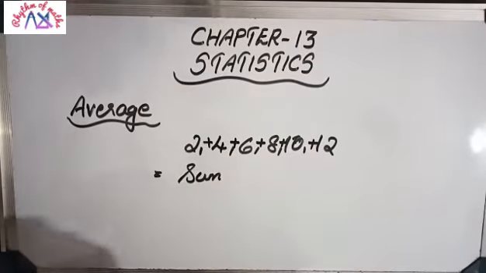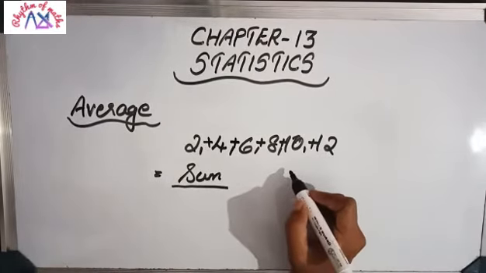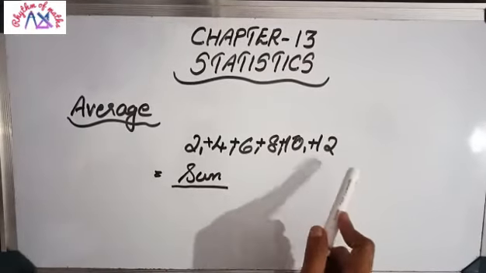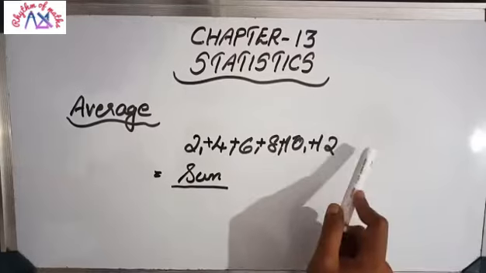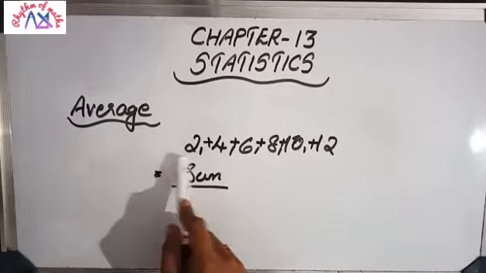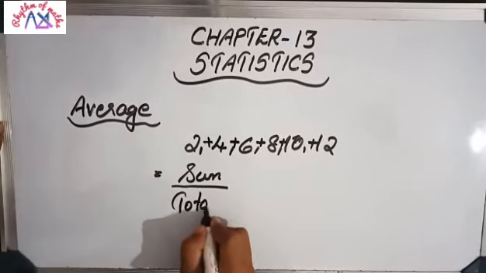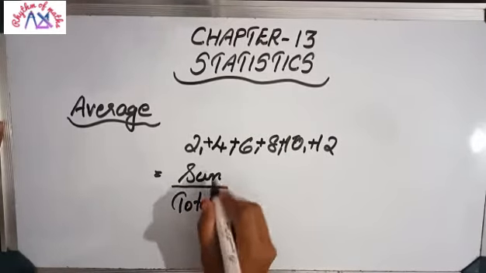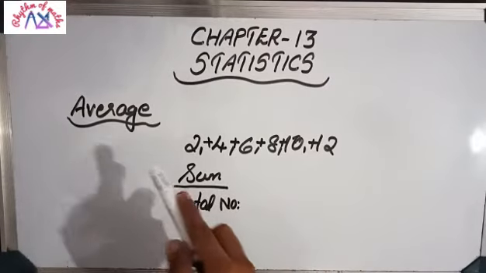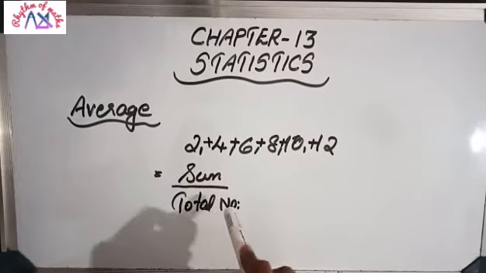After finding the sum, the next step is to divide by the total number of observations. That means how many numbers are given in the set. Here how many numbers are there? 1, 2, 3, 4, 5, 6. Total 6 numbers are there. By dividing, we will get the average. This is the equation to find average: sum of the observations divided by the total number of observations.